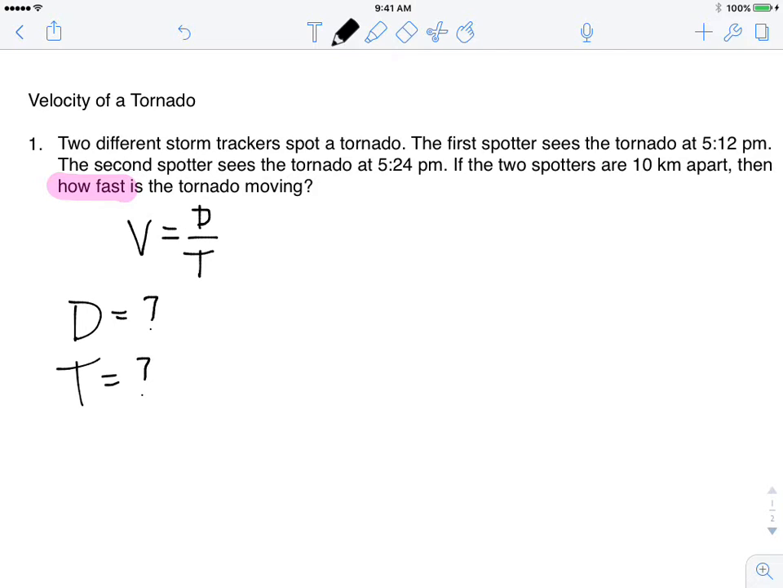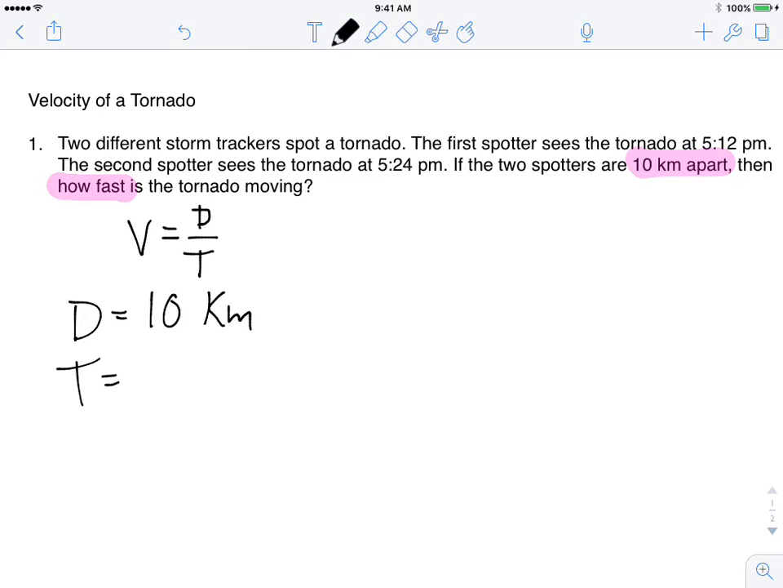Well, let's deal with distance first because I think that distance might be the easiest. So if I look up at the problem, it actually tells me that the two spotters are 10 kilometers apart. So I know right away that my distance is 10 kilometers. All right, so then this leaves me with time.